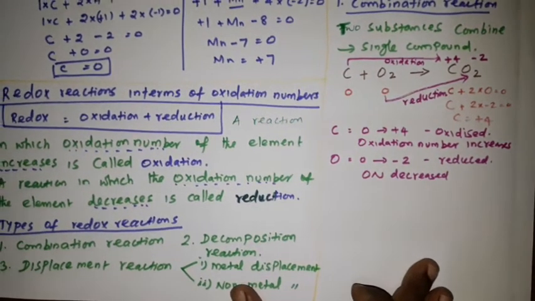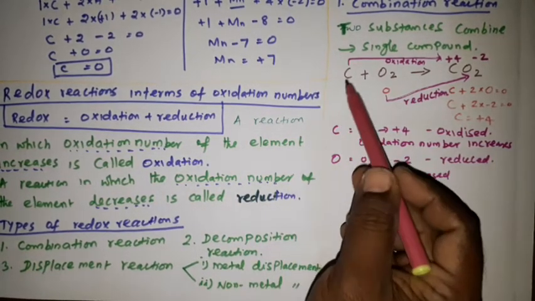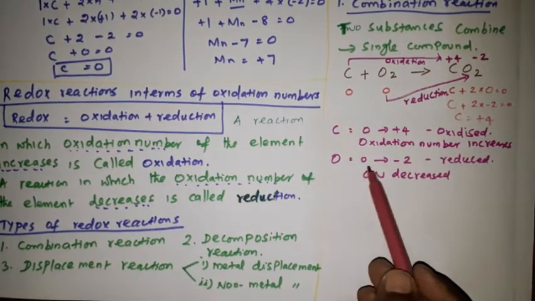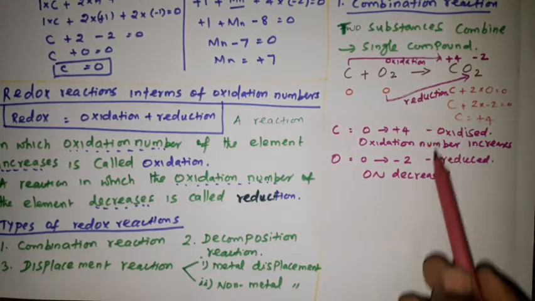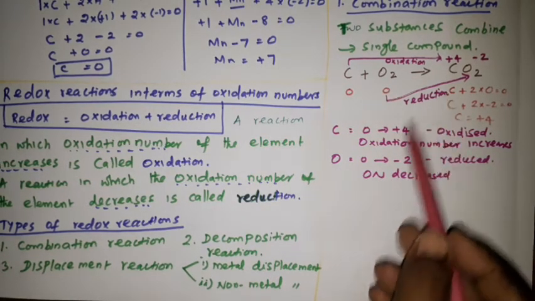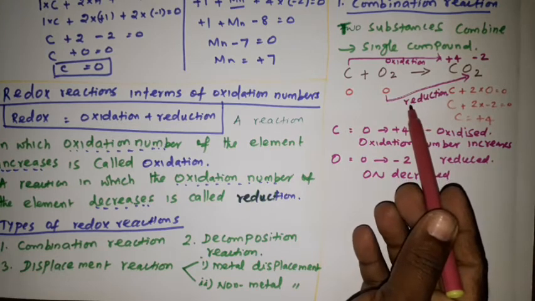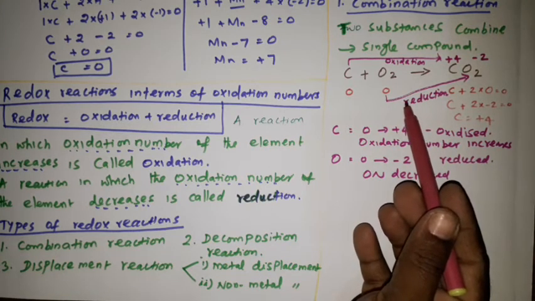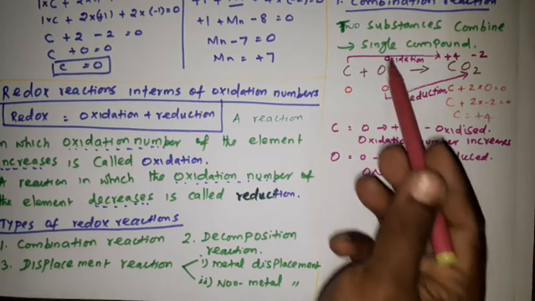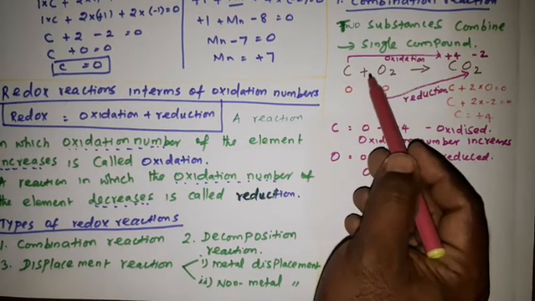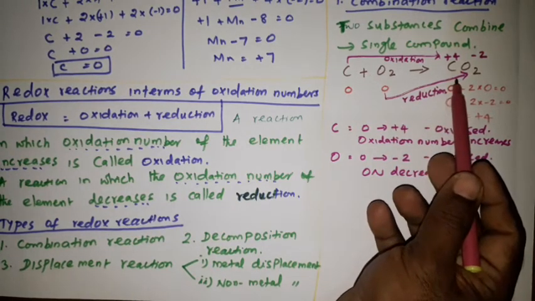Understand? Carbon's oxidation number is increased from 0 to +4, and oxygen's oxidation number is decreased, so it is called reduction. So oxygen is reduced, carbon is oxidized. That is the meaning. So here oxidation and reduction take place, so it is called a redox reaction, and this type of redox reaction is a combination reaction. In a combination reaction, two single substances combine to form a single compound.